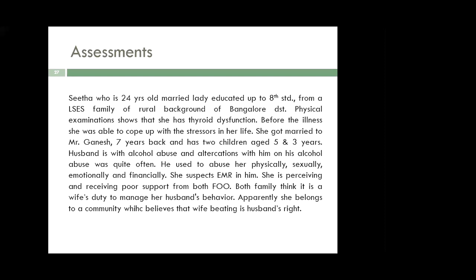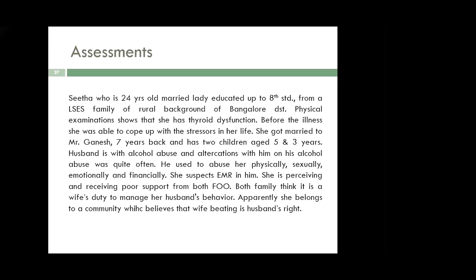She got married to Mr. Ganesh 7 years back and has 2 children aged 5 and 3 at present. Husband has alcohol abuse, and altercations with him over his alcohol abuse were quite frequent. He used to abuse her physically, sexually, emotionally, financially, and she suspects an extramarital relationship in him. She is perceiving and receiving poor social support from both families of origin.